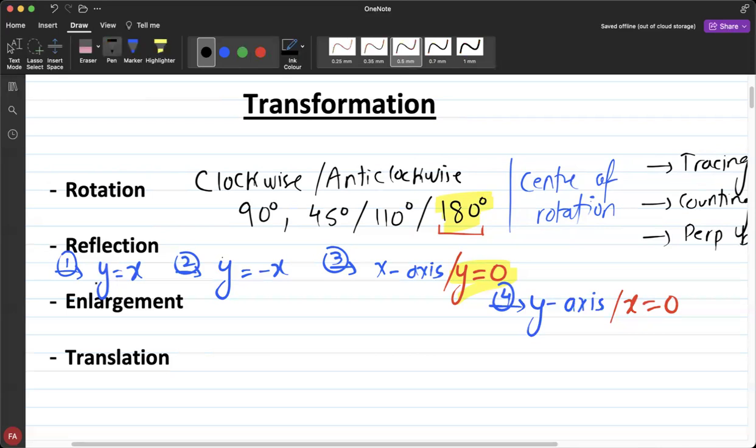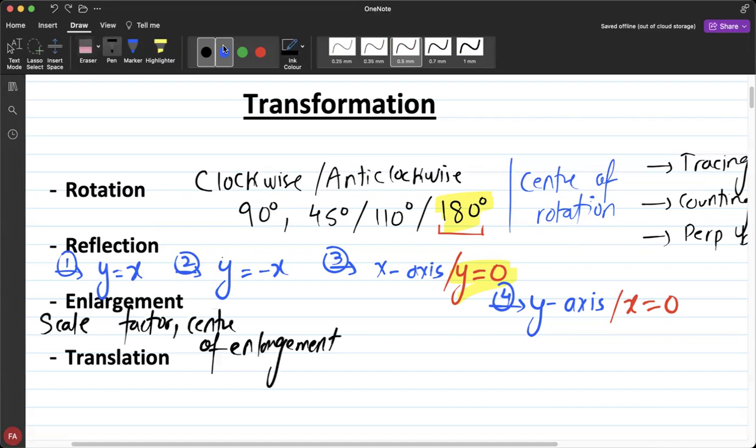But if we talk about enlargement, that's not always the case. So in enlargement, there are two things that you should mention. The first has to be the scale factor. And the second is, of course, the center of enlargement. And that is perhaps way easier than the center of rotation that we just discussed.